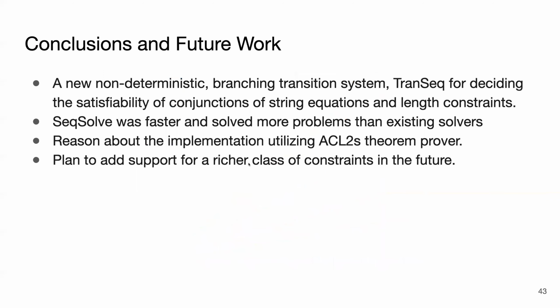So in conclusion, we presented a new non-deterministic branching transition system, TranSeq, for deciding the satisfiability of conjunctions of string equations and length constraints. Evaluation showed that SeqSolve solved more problems and was faster than existing solvers. In the future, we plan to reason about the implementation using the ACL2's theorem prover, and we also plan to add support for a richer class of constraints.